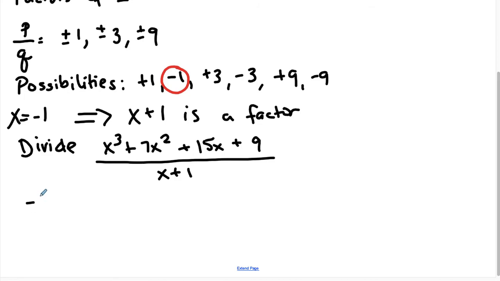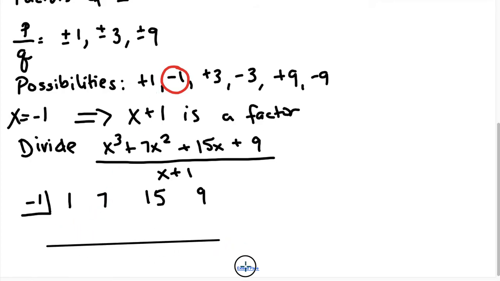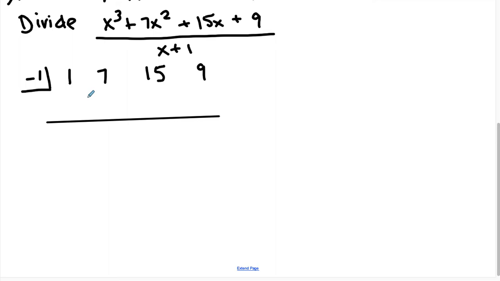I'm going to use synthetic division and plug in a negative 1 here. My coefficients are 1, 7, 15, and 9. I'm going to skip a line and draw a line. Bring down my 1. 1 times negative 1 is negative 1. 7 minus 1 is 6. Negative 1 times 6 is negative 6. 15 minus 6 is 9, and then negative 1 times 9 is negative 9, and that gives me a 0. Just as I calculated, it gives me a 0 as my remainder.